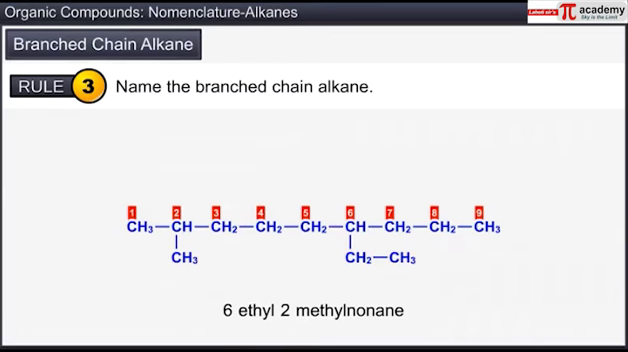For example, in this compound, the alkyl groups methyl and ethyl are fixed to the alkane nonane in the alphabetical order, and positions of the substituents are 2 and 6. Hence, the name of the compound is 6-ethyl 2-methyl nonane. The numbers are separated from the alkyl group name by using a hyphen.